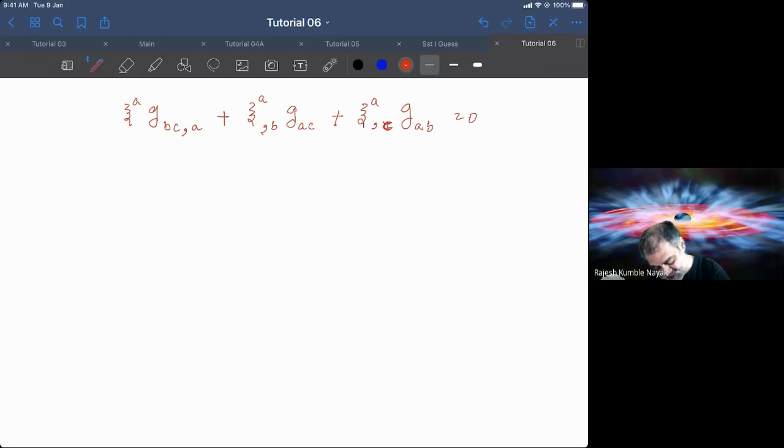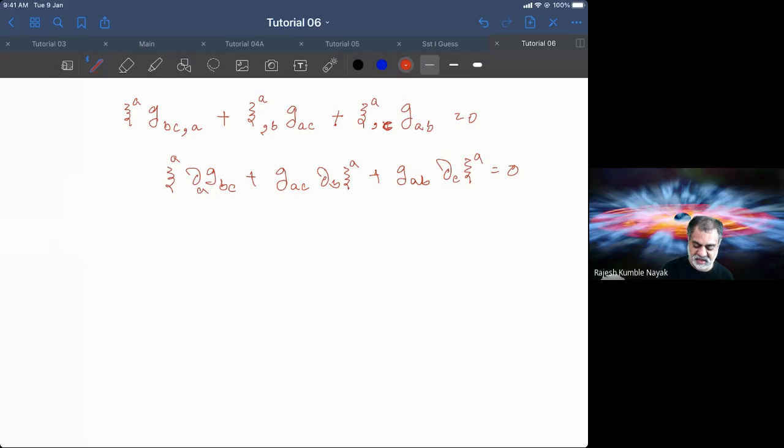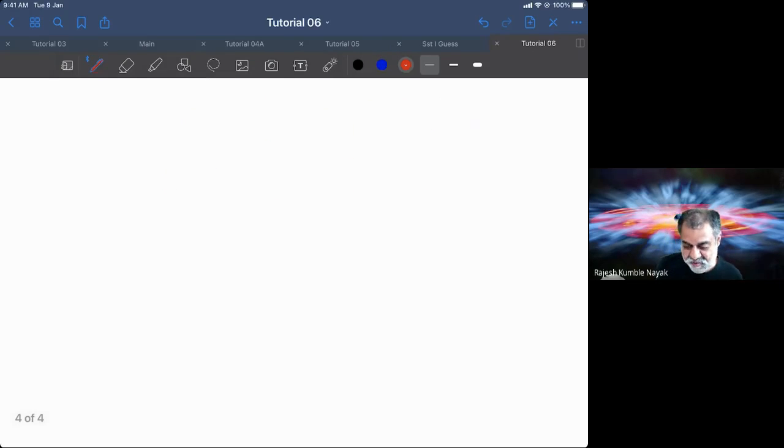So in our notation, it simply means that del G B C A xi A plus G A C G B xi A plus G A B C xi A equal to 0. So this is the step which we have essentially reached. So one can show that it is also the same. There are a couple of ways of doing it in the same way.